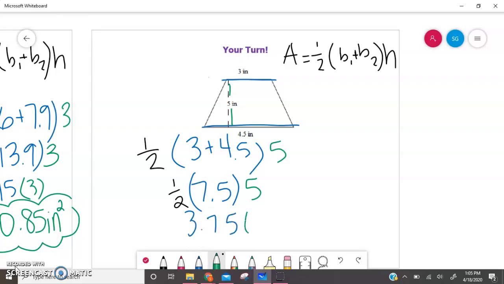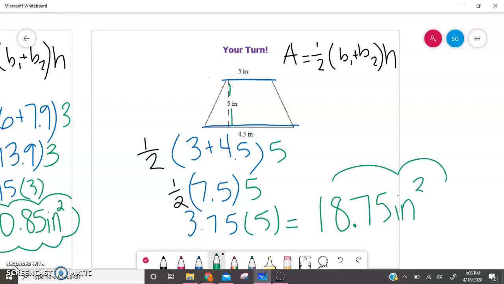And then we needed to multiply that times 5, which would give you a final answer of 18.75. The decimal goes right there, and remember, we need to make sure we label it, which is inches squared, and that would be our final answer.